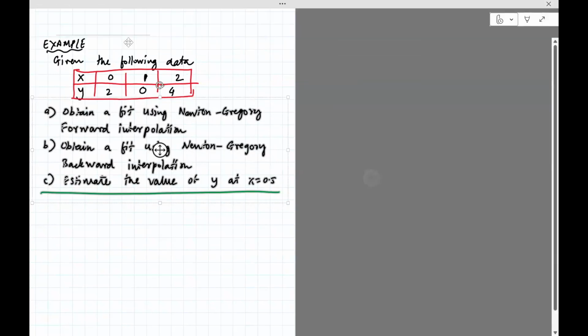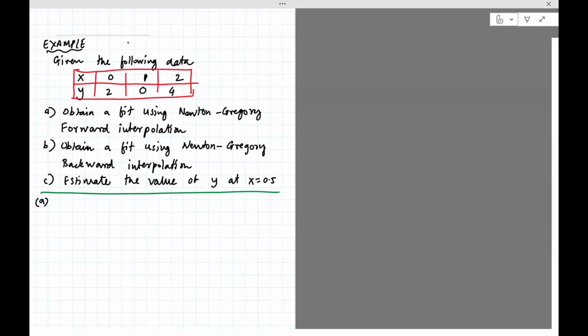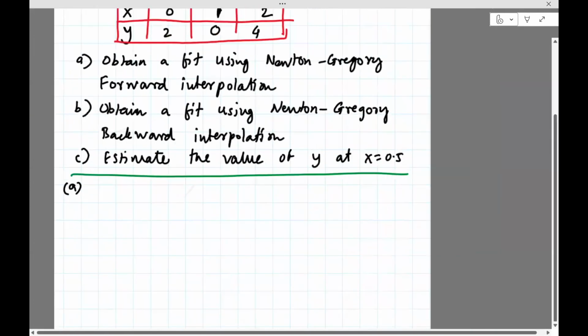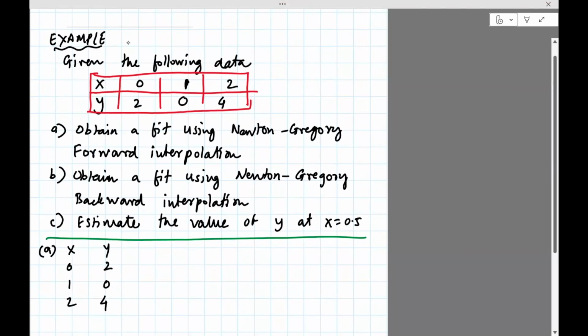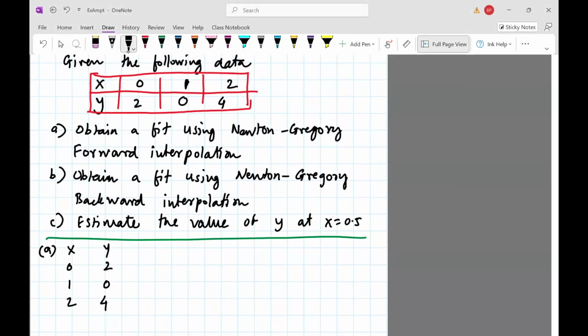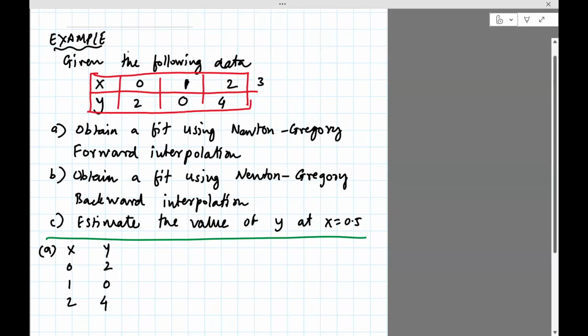Okay, so here's how we'll do it without actually referring to the formula. We'll make a table. So for part A, let's make a table for x. We have 0, 1, and 2. We have y. So it's going to be 2, 0, 4. Oh, I have another point. Yes, I added another point: x is 0, 1, 2, 3, and y is 2, 0, 4, and 20.